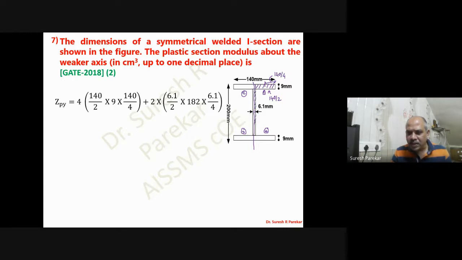For this portion, half of the web is 6.1 by 2, twice, because we have this on this side and on this side, so 2 times. So we have a total of 200 minus 18, so 182, into the centroid 6.1 by 2, and therefore 6.1 squared by 4. And we got this answer as 89.9 centimeter cube.